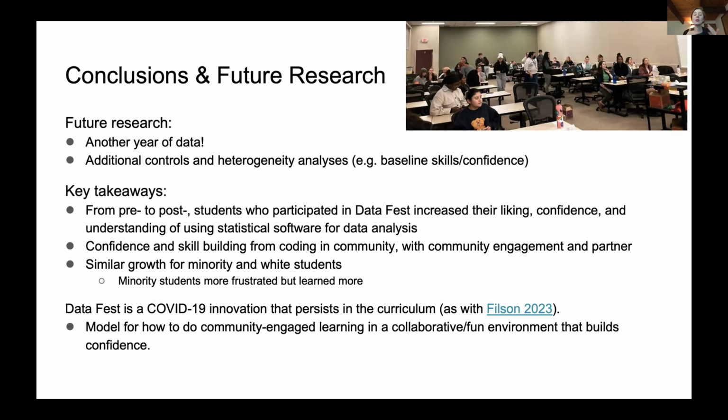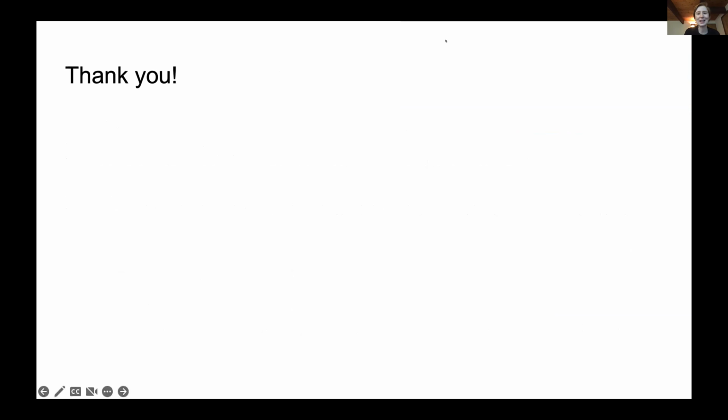And we do see similar growth for minority and white students. Minority students were more frustrated but learned more, which is interesting. And it's really great to see this was a COVID-19 innovation, a little bit out of desperation. How do we do this online? But it persists in the curriculum, and there's some other interesting innovations that have followed that same path. So it's an interesting model for how to do community engaged learning in a really collaborative, fun environment and build that econometrics confidence. So thank you and look forward to the discussion.